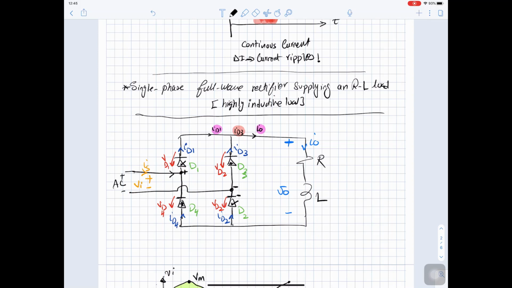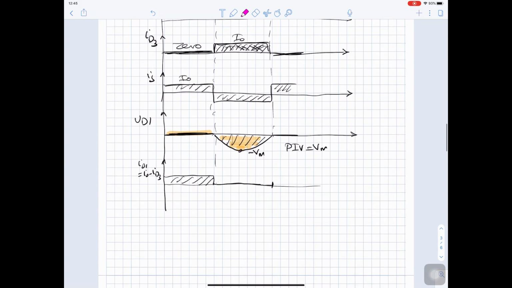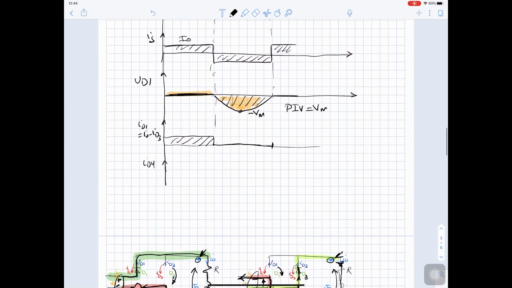Also, you can apply KCL here. This is I source, this is I diode 4, and this one is I diode 1. So you can say I source equal to I diode 1 plus I diode 4. So you can get I diode 4 as I source minus I diode 1. So we can go down here and sketch also I diode 4 and so on. So these are how we can sketch the waveforms.